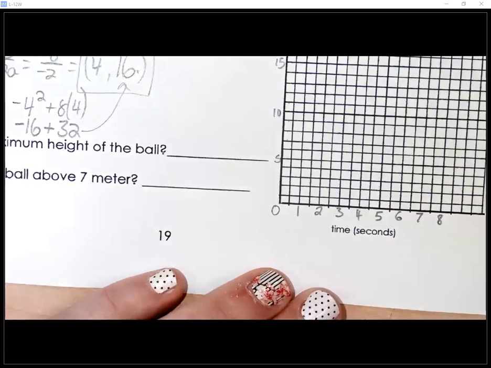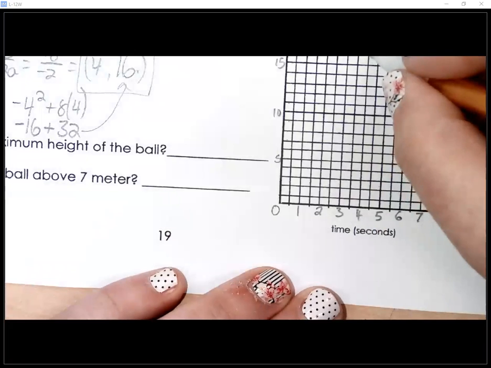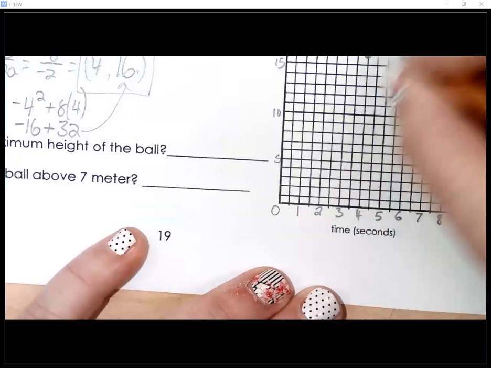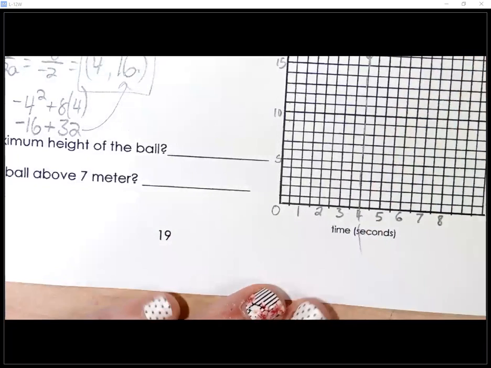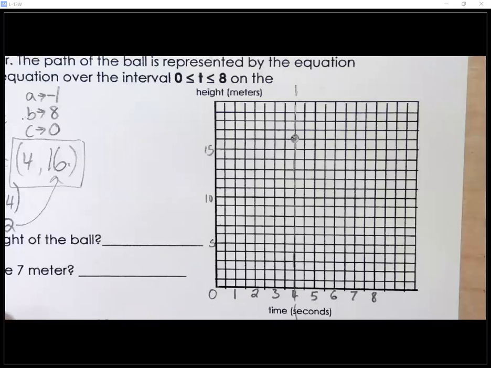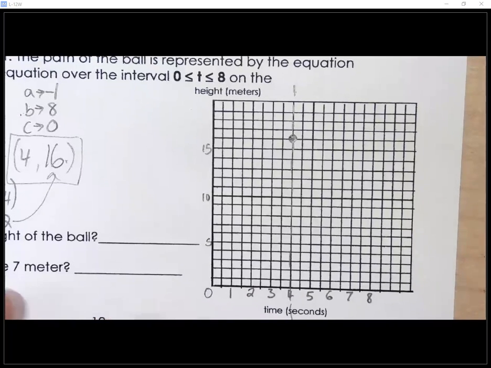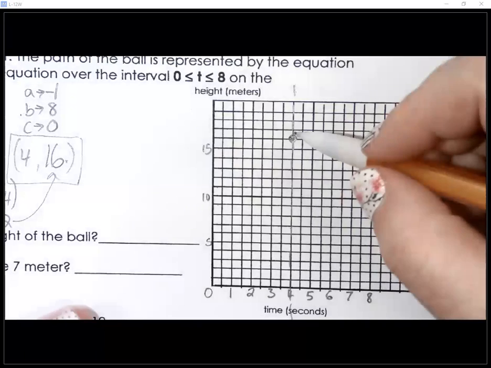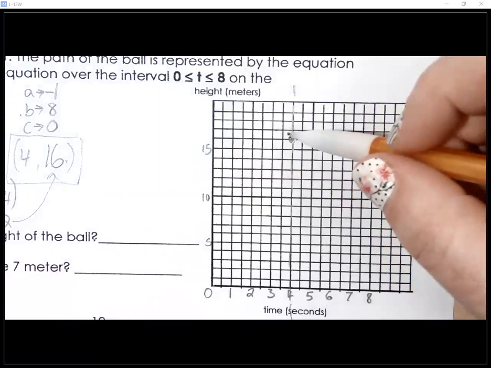So I can plot my first point at 4. I know I need to be at 16, so that's going to put me right there. Draw my axis of symmetry to sort of help me. Oh, sorry. I want to work smarter, not harder. I don't want to graph all these extras. And so how do I graph it from here? Where should I go?